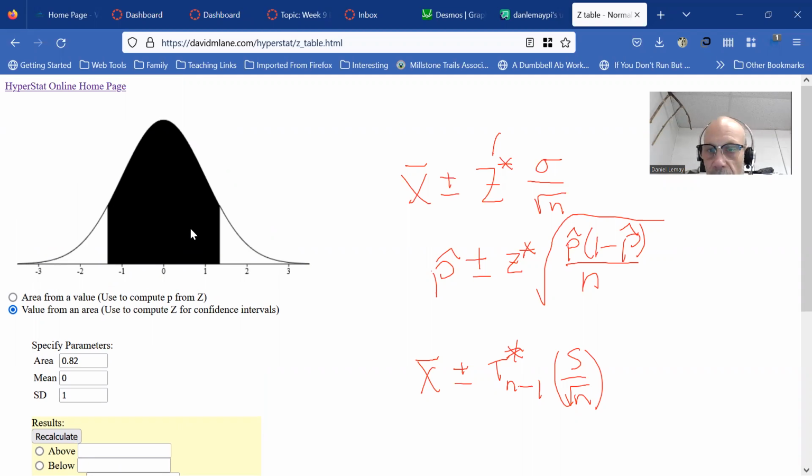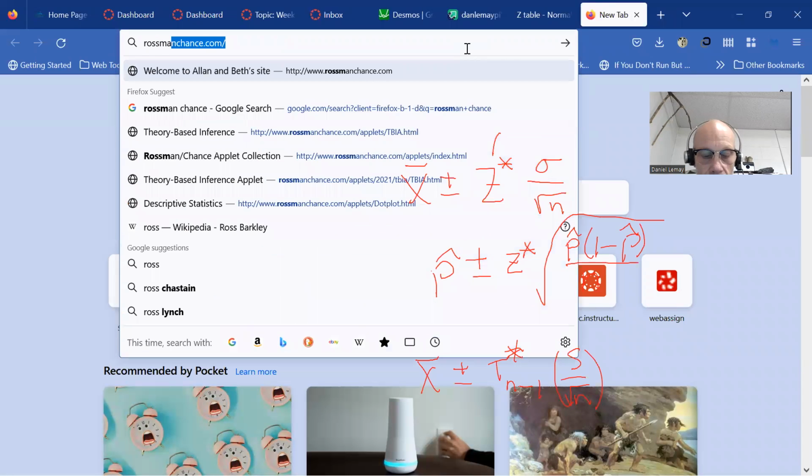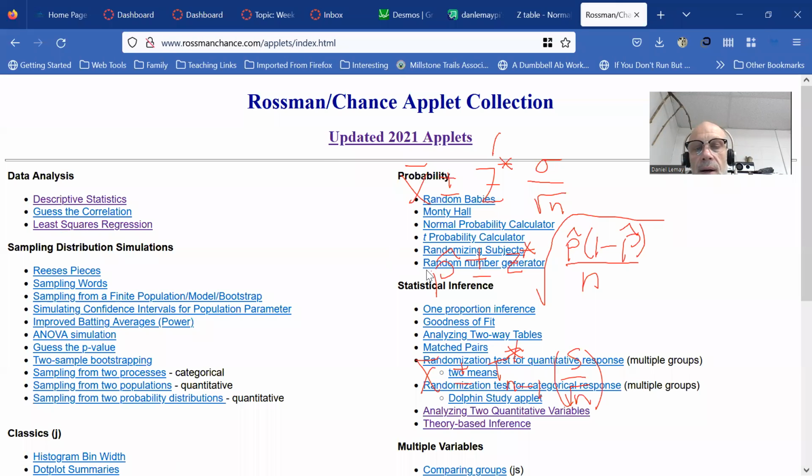Okay, so that's what the critical value of z is, and then you just multiply that by the standard deviation, and that tells you the upper and the lower. Now, the limit. So I'm going to make another plug for the David Lane, the Rossman Chance computer calculator. Let me try to move this stuff out of the way. Rossman Chance. The nice thing about this Rossman Chance, where is it?